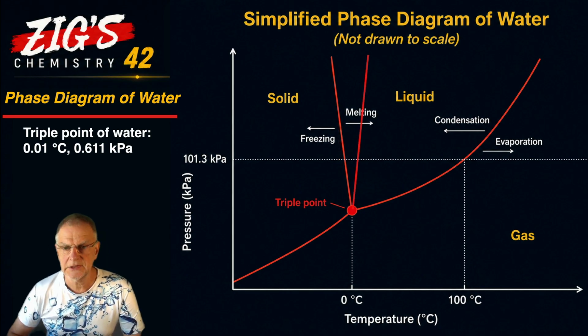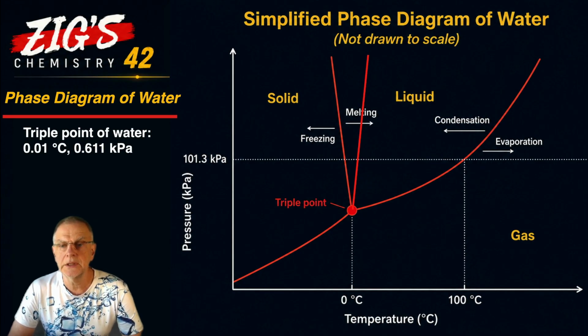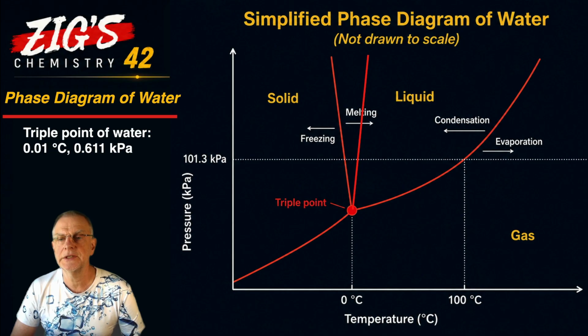In that case, you have here a negative slope. Here you have a positive slope. So normally what's happening if you put pressure on a liquid, it actually solidifies. So water is something special in that already.